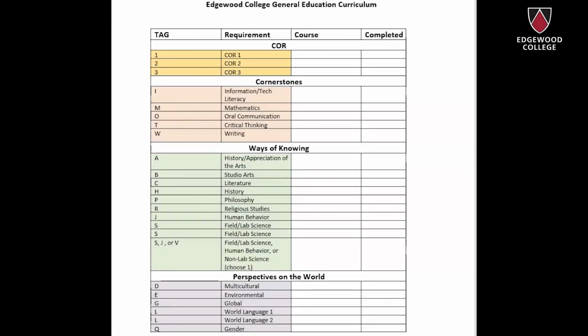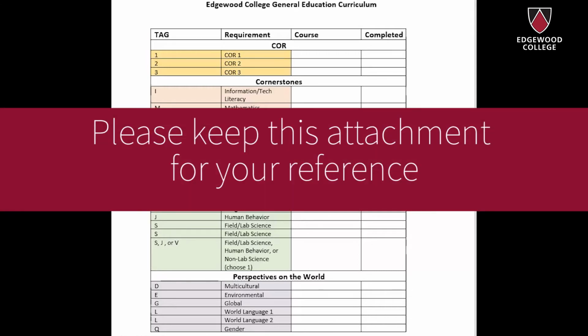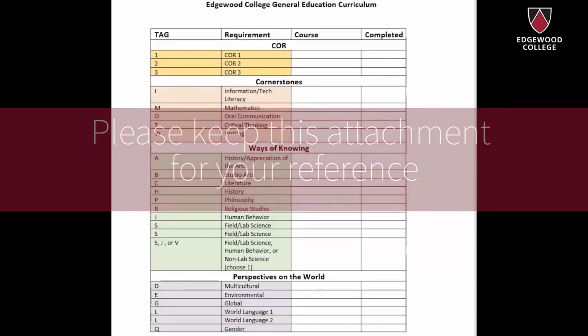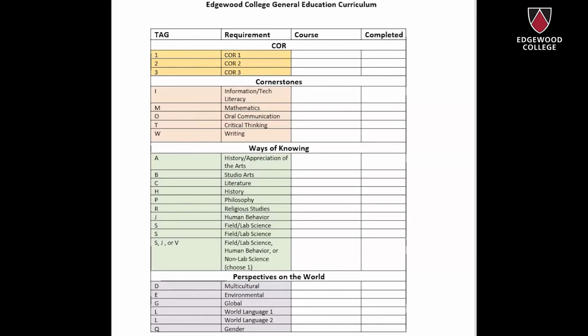Throughout your time at Edgewood College, you will take general education classes. Please keep this attachment and refer back to it as needed. The general education classes that you choose will fulfill requirements in the core section, in the cornerstone section, ways of knowing, and perspectives on the world.